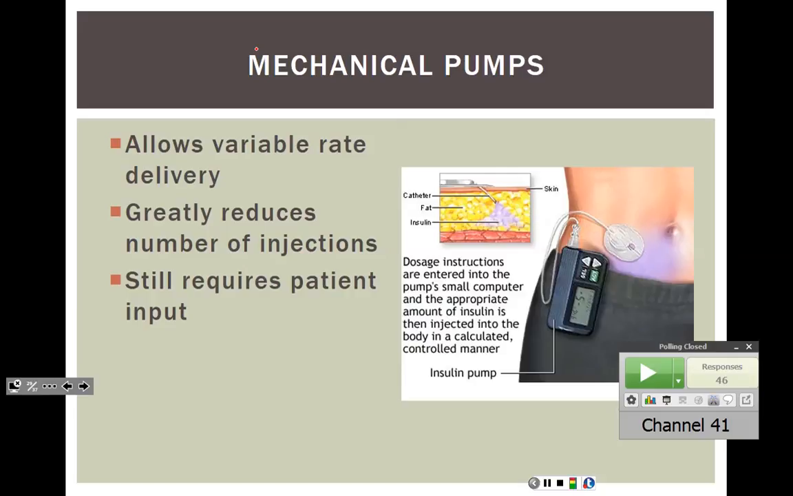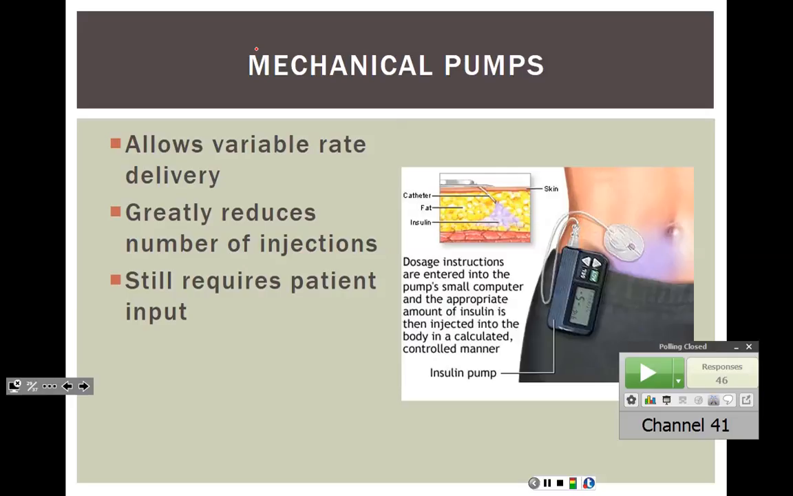The mechanical pump allows a lot of user control. You have one site of injection, but you can get a lot of doses out of that one site. This is a device that patients typically wear on their person. It's about the size of a pager. You guys have no idea what a pager is.